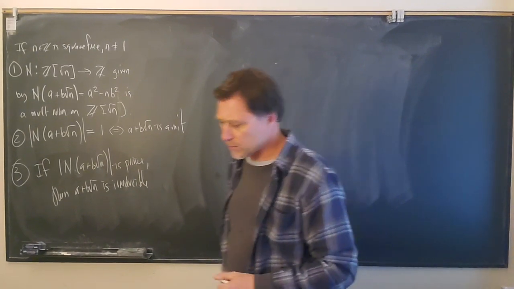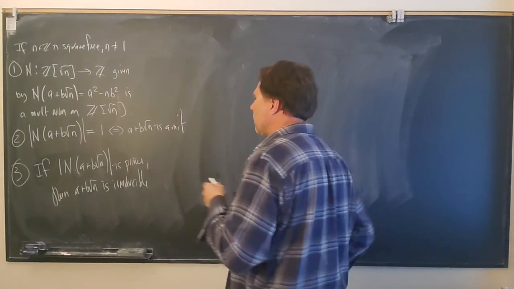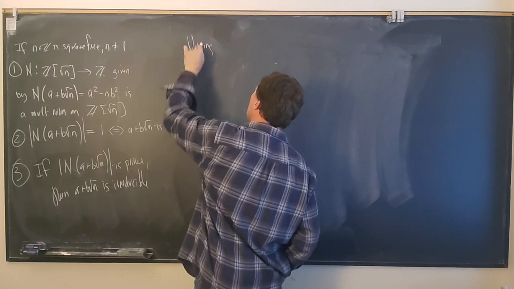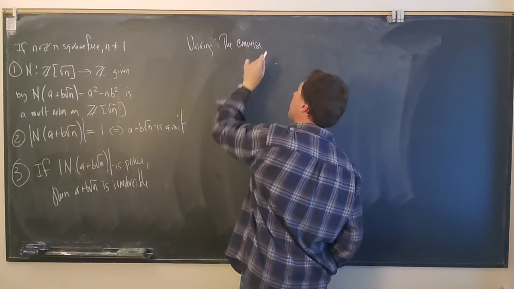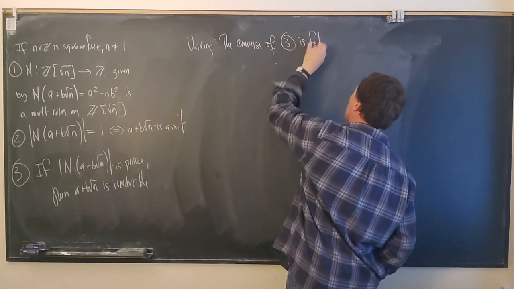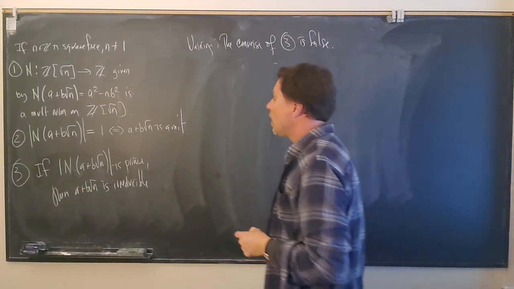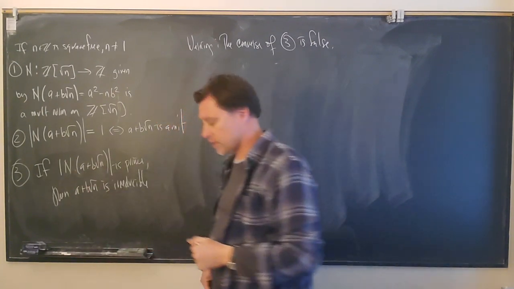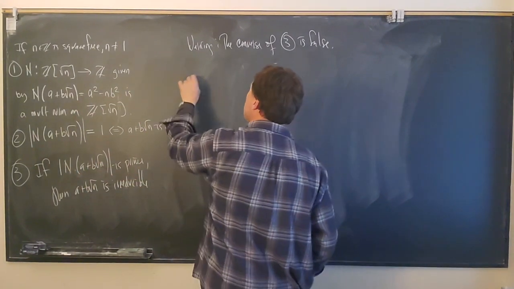Okay, so I want to do some more examples, and in particular, a warning: the converse of 3 is false, and this next example will show that. Just because you have an irreducible, that does not necessarily mean that its norm is prime. So let's look at this example right here.